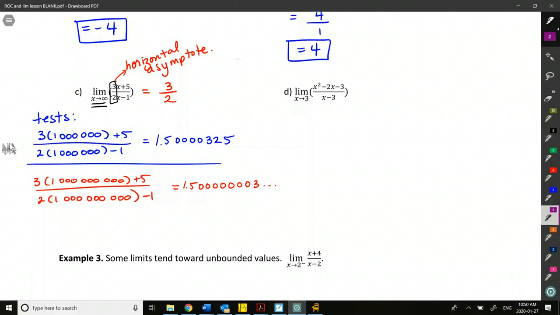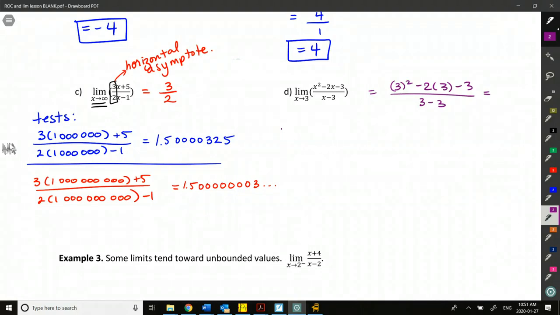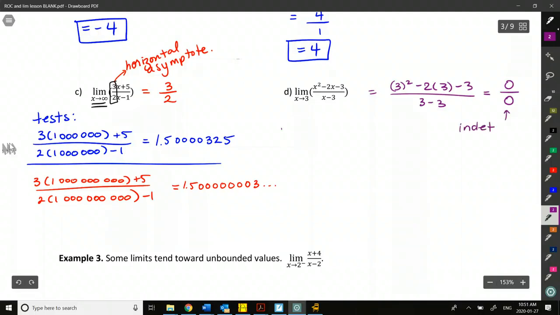Last one. Let's see what happens when we sub in here. So if we sub in 3 for all of our x's, we get 9 minus 6 minus 3, which is 0, and we get 3 minus 3, which is also 0. This is a form when we're evaluating limits that we do not like. This is called indeterminate form, which basically means we can't determine the limit at this point.